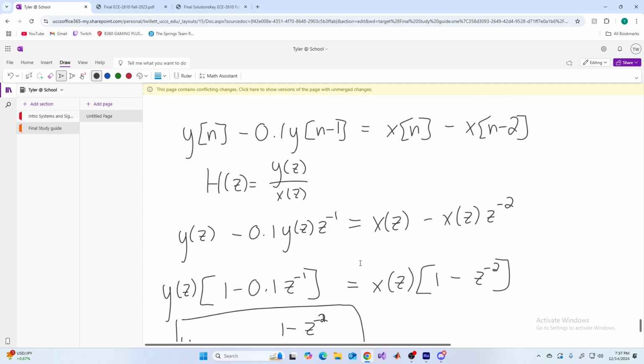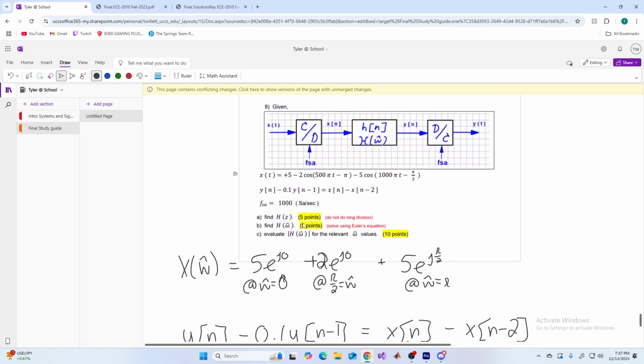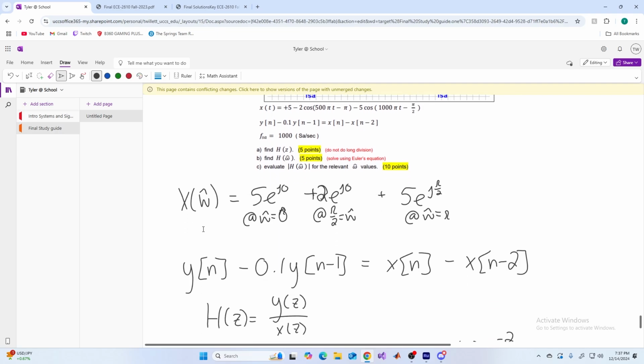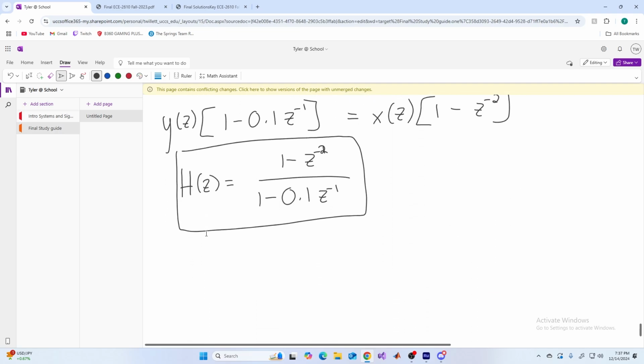So let's see what B is asking. Well, B is asking to solve h sub w hat using Euler's equation. Okay, so the first thing we do is we replace all of these, so h sub w hat equals 1 minus e to the negative j 2w hat all over 1 minus 0.1 e to the negative j w hat.